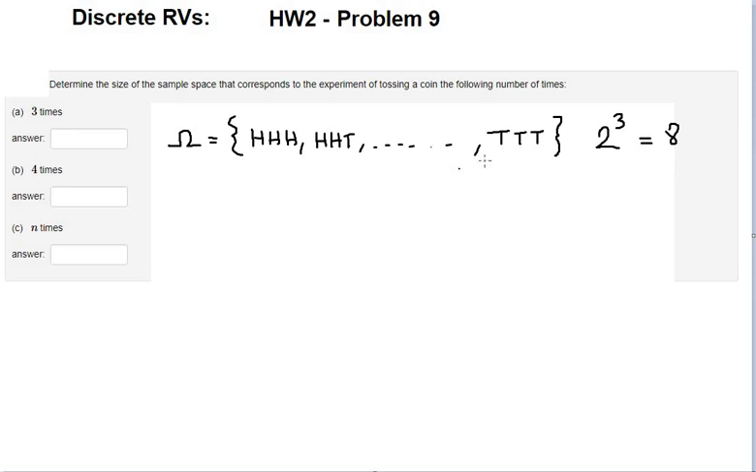So the size of omega, which is the sample space, is 2 to the 3rd. The number of tosses is on the exponent, and we have 2 options, head or tails, on the base. So similarly, this is going to be 2 to the 4th, and this is going to be 2 to the n. 2 to the third, 2 to the fourth, and 2 to the n.